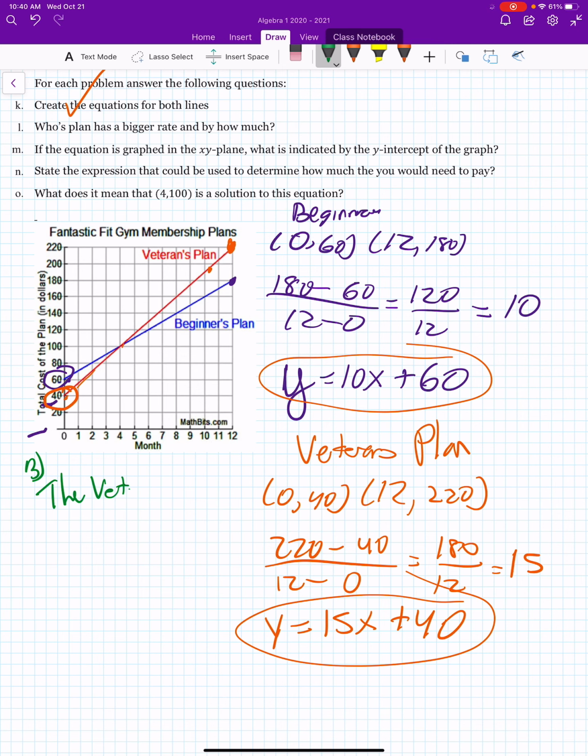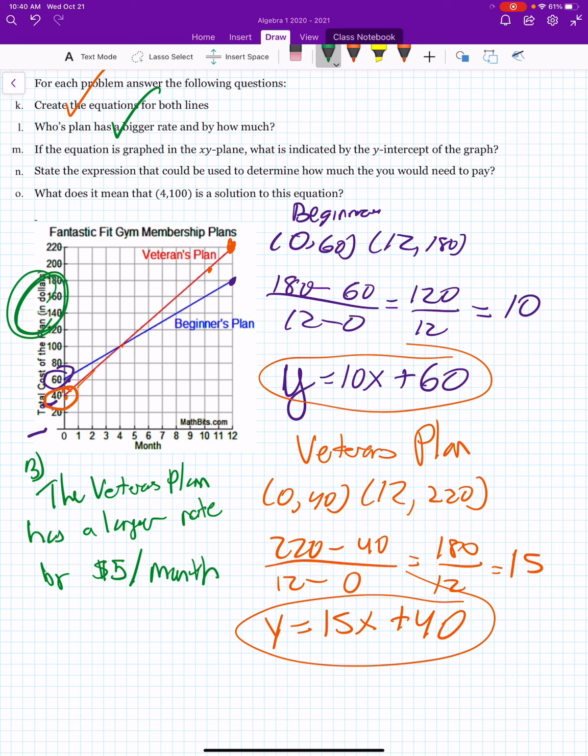The veterans plan has a larger rate by $5. That's our y, $5 per month.